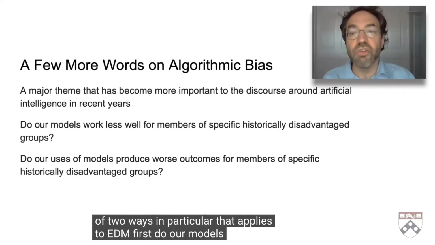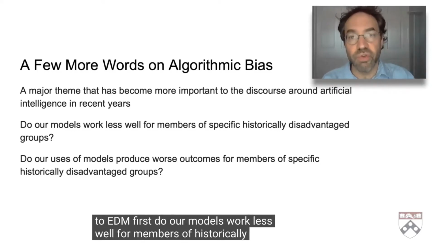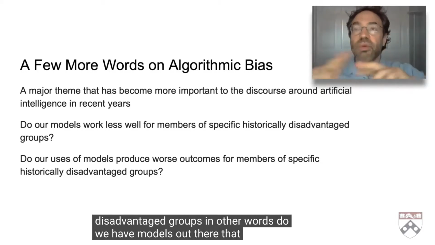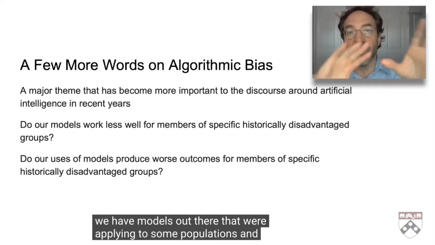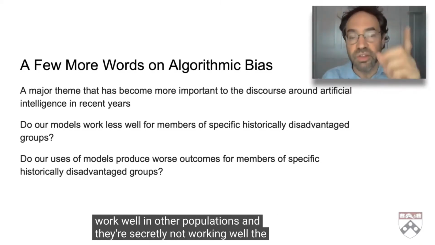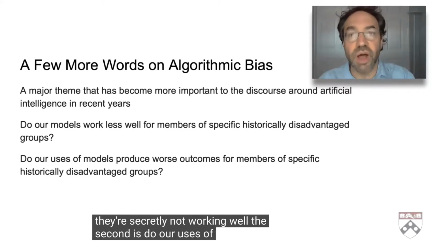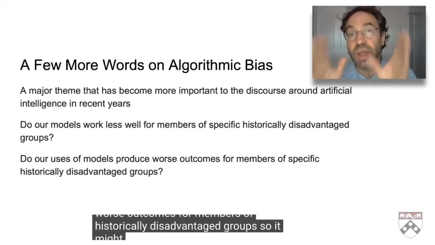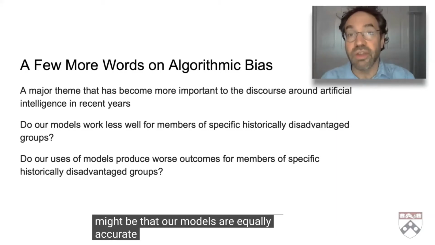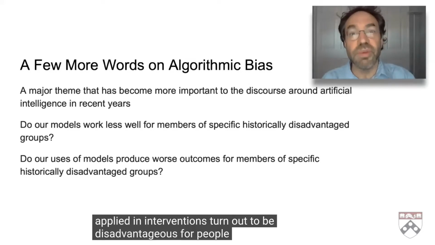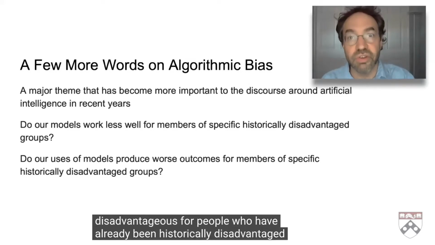First, do our models work less well for members of historically disadvantaged groups? In other words, do we have models out there that we're applying to some populations and they work well, and other populations and they're secretly not working well? The second is, do our uses of models produce worse outcomes for members of historically disadvantaged groups? So it might be that our models are equally accurate, but that the ways they're being applied in interventions turn out to be disadvantageous for people who have already been historically disadvantaged.